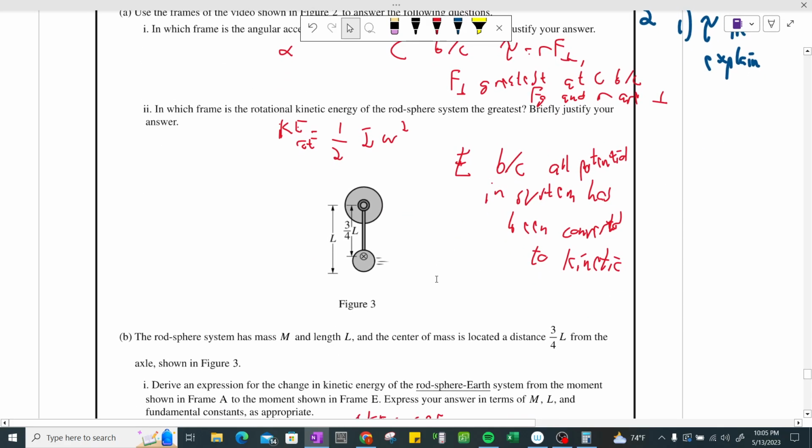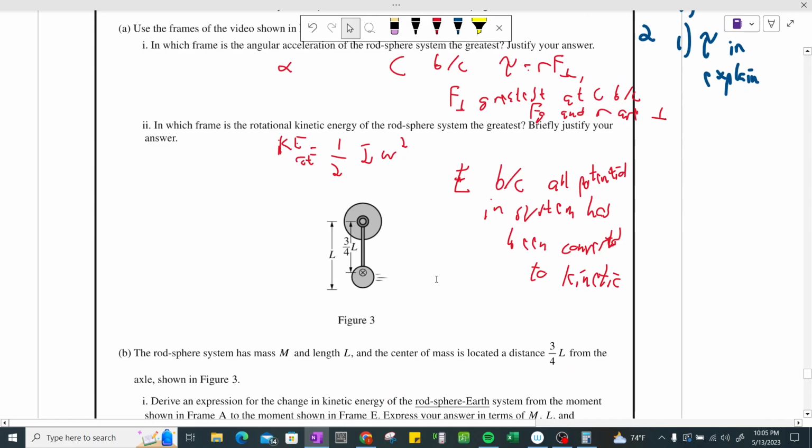Where is the rotational energy of the rod sphere system the greatest? I forgot to label that. That should be frame E. So I think it's also going to be 2 points. I have 1 for frame E. I think we're going to have 1 for, I'm going to say just conservation of energy.